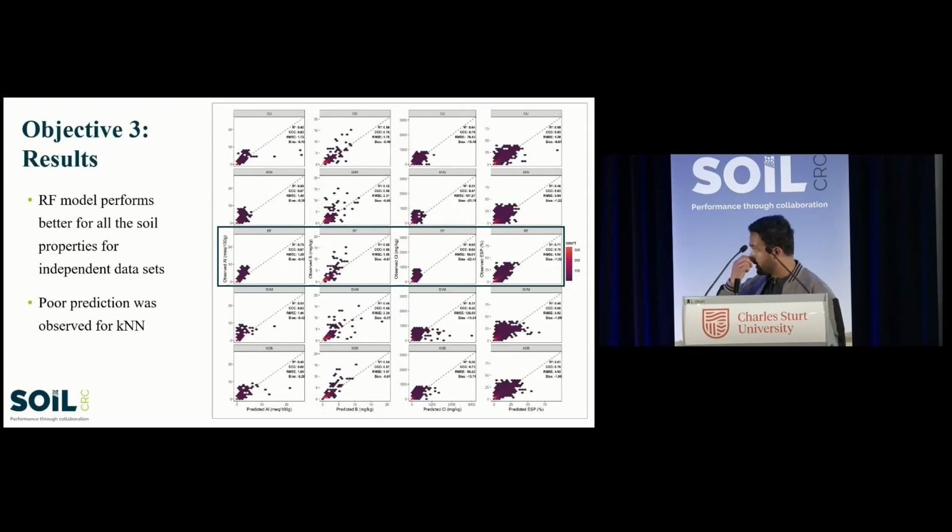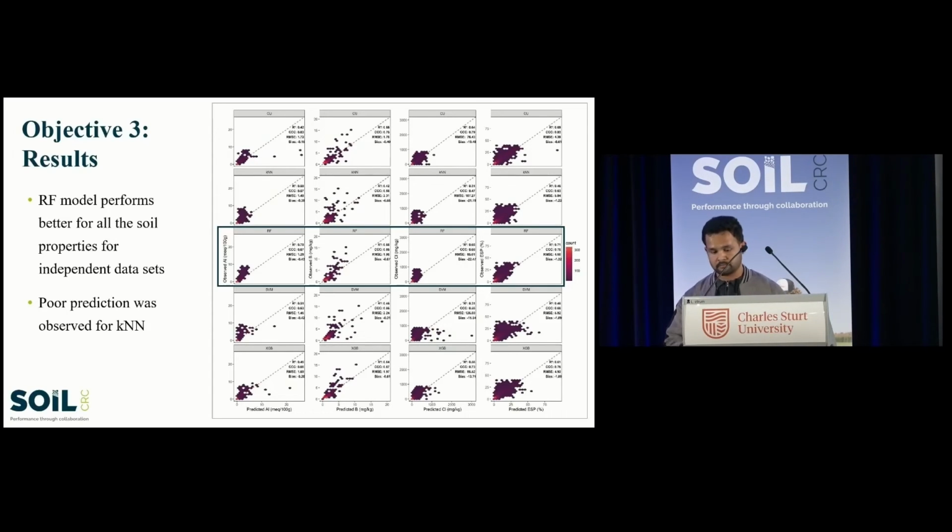And this is the result of the third work. Here, you can just focus on the one with the black box. That one is the random forest, which really performed well for all the soil properties, for aluminum, boron. So in this case, when we use observed data and the environmental covariates, we can predict soil properties.